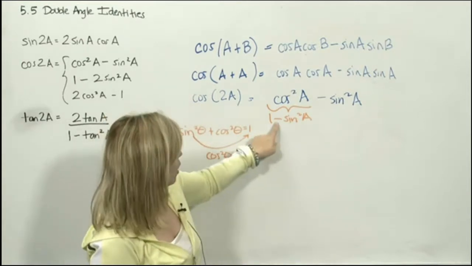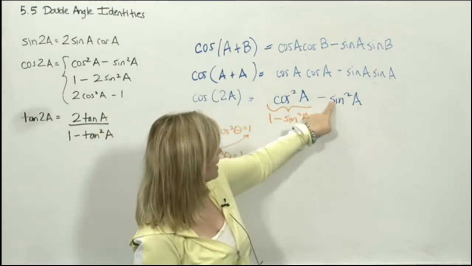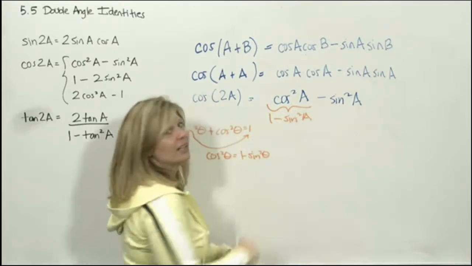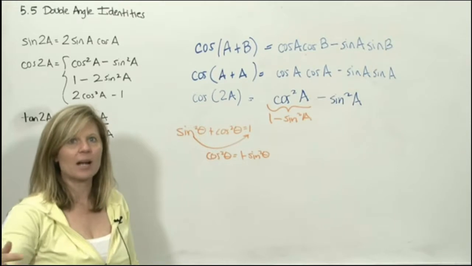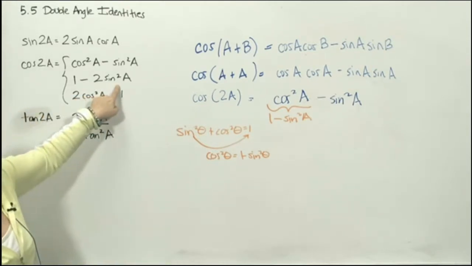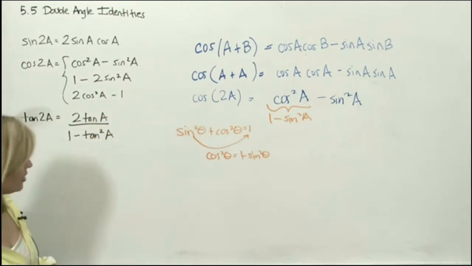So now I have 1 minus sine squared A minus sine squared A. These are like terms. They're both negative. So if I add a negative sine squared A with a negative sine squared A, that's where the negative 2 sine squared A is coming from. And just vice versa.